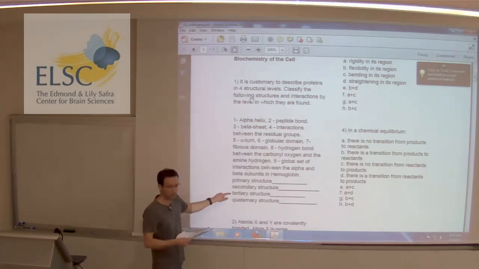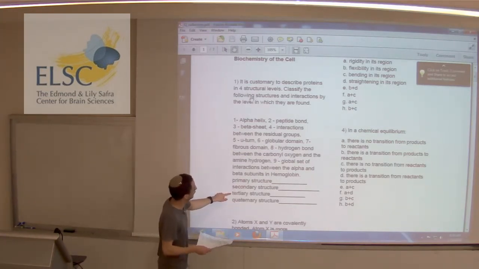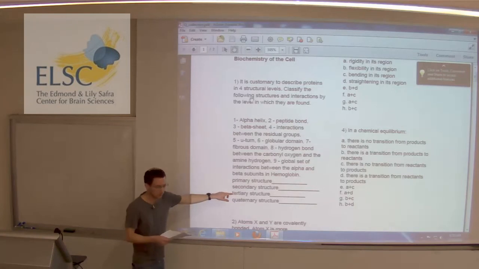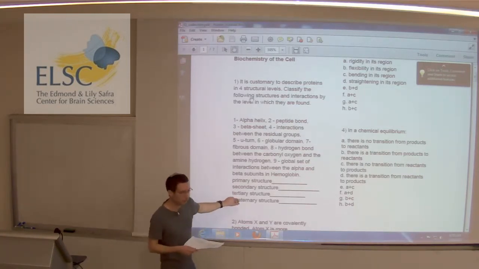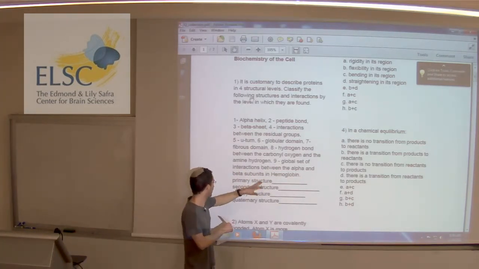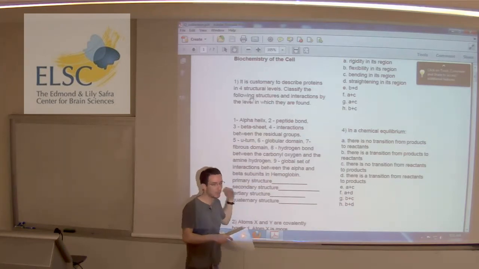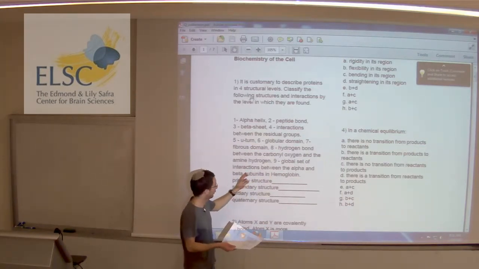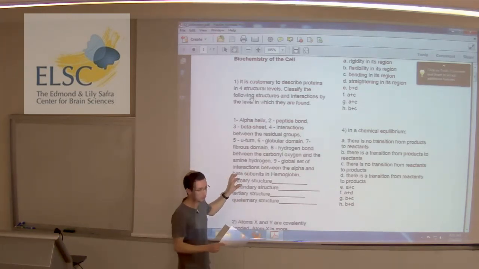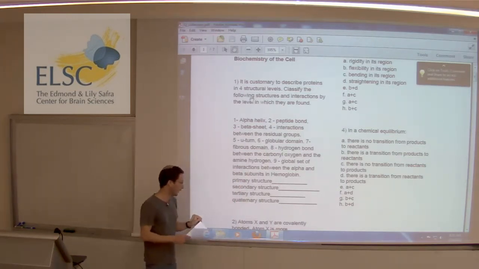So what do you think about tertiary structure? 4, as we said. 6, right? Globular domain. And 7 is also correct. Fibrous domain. So these are 2 domains that are considered a tertiary structure. And the quaternary structure, we are left with only one number, 9: global set of interactions between the alpha and beta subunits in hemoglobin. Never mind which protein it is. You are just being told that the global interaction between 2 domains or 2 subunits of a protein, this is what we call a quaternary structure.